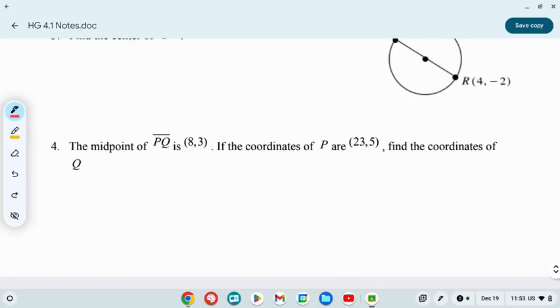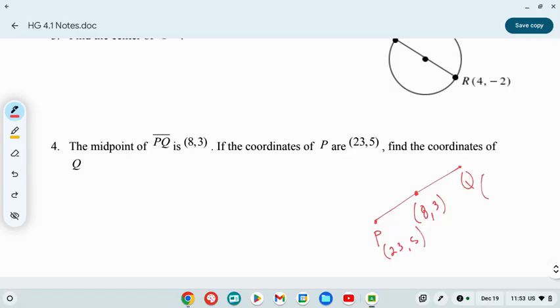This last example is one of the more challenging examples because it gives us the midpoint of a line segment and it gives us one of the endpoints P, and then it asks us to find the other endpoint Q. So first I would start off by drawing a diagram. So we're going to draw our segment and call it PQ. Then we're going to draw the midpoint of PQ. And that midpoint, it says, is at the coordinates 8, 3, with point P being at 23, 5.